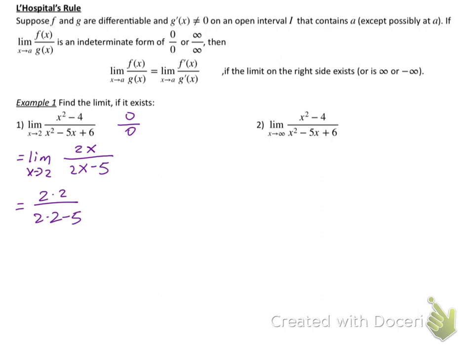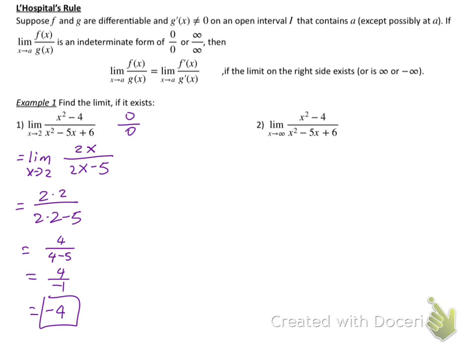You need to do that direct substitution anyway. It's just that if it turns out to be 0 over 0, you'll say, okay, another round of L'Hopital's rule. Or, good, it's not 0 over 0, then you have your conclusion. So here I have 4 over 4 minus 5, or 4 over negative 1, and that's negative 4.